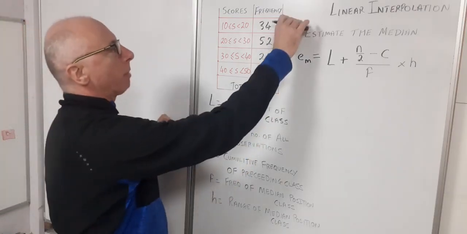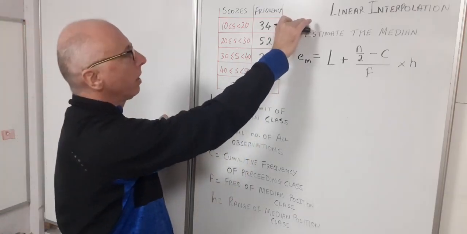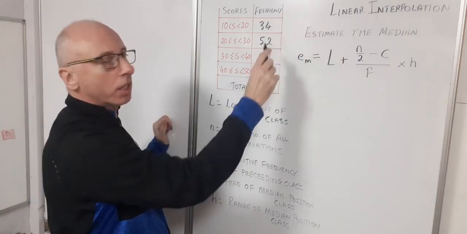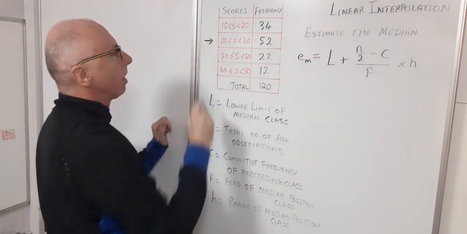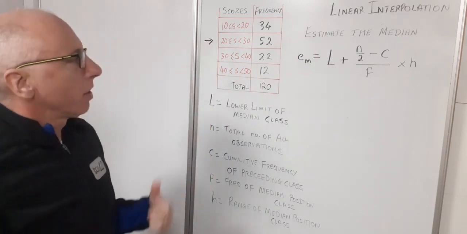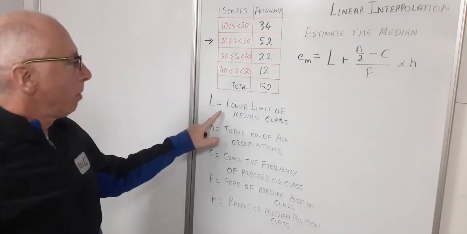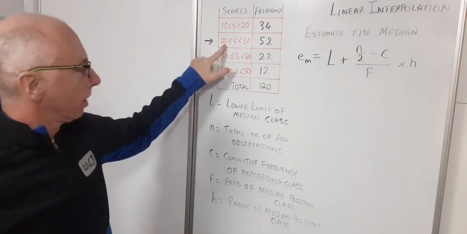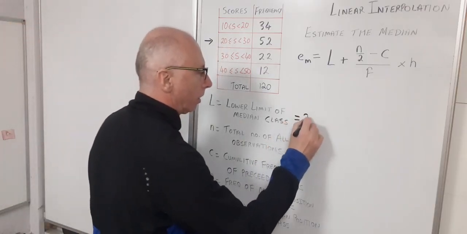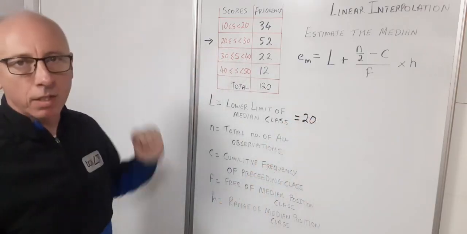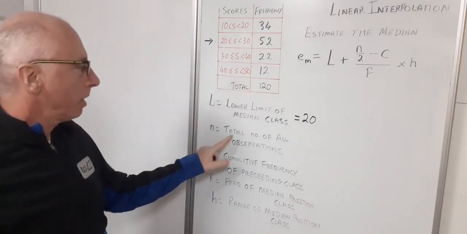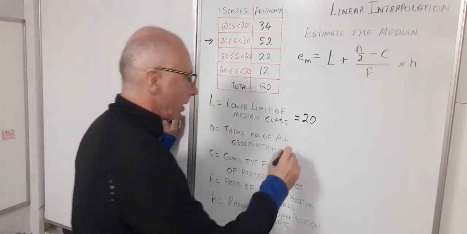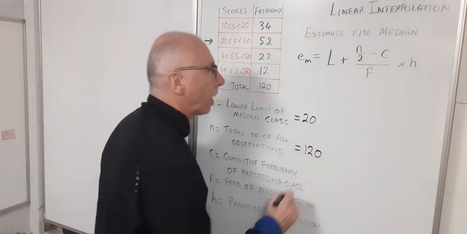So if I go along here and make a total, I've got the first 34 here. So inside here it goes up to 86. So my 60th position is going to be inside here somewhere, but I don't know whereabouts. So hence that's why we've got this formula. So my lower limit of my median class, that's going to be 20, because my values there range from 20 to 30. My n is my total number of all observations. So n is 120. So we've already worked that out. So we're well on our way.